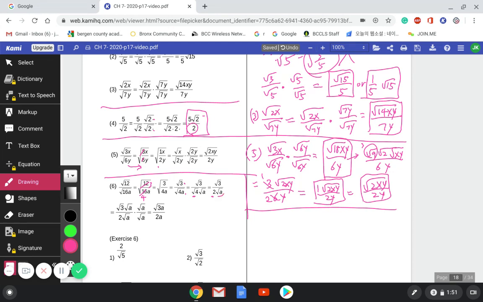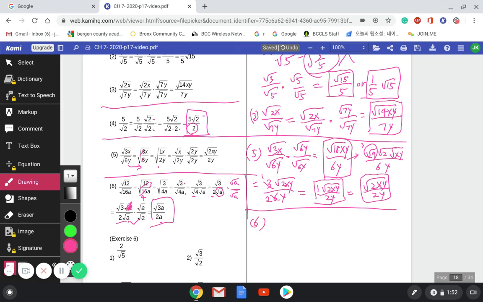Now you're going to try to get rid of square root of a, so you're going to multiply square root of a on both sides to rationalize it. So if you do that, you will have square root of 3a over 2, and square root of a times square root of a becomes a. So that's the final answer.